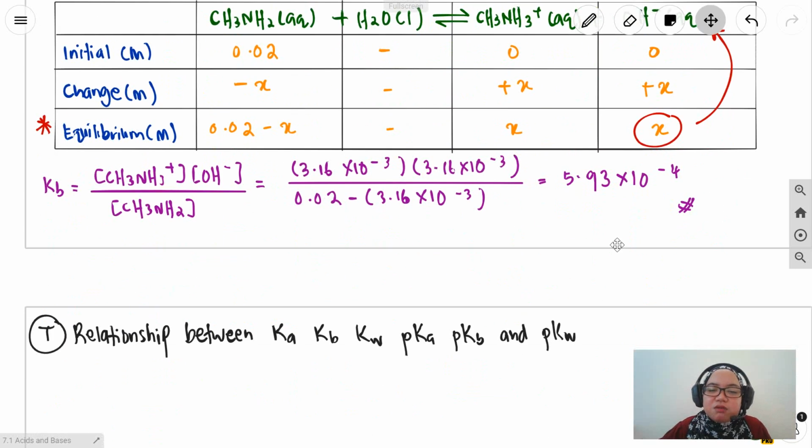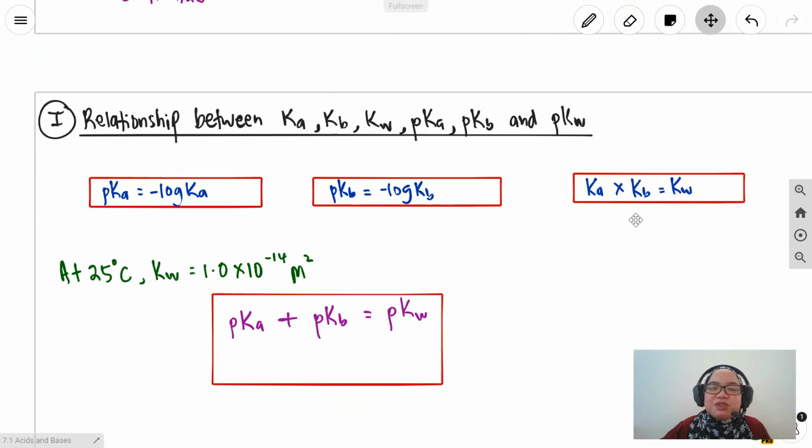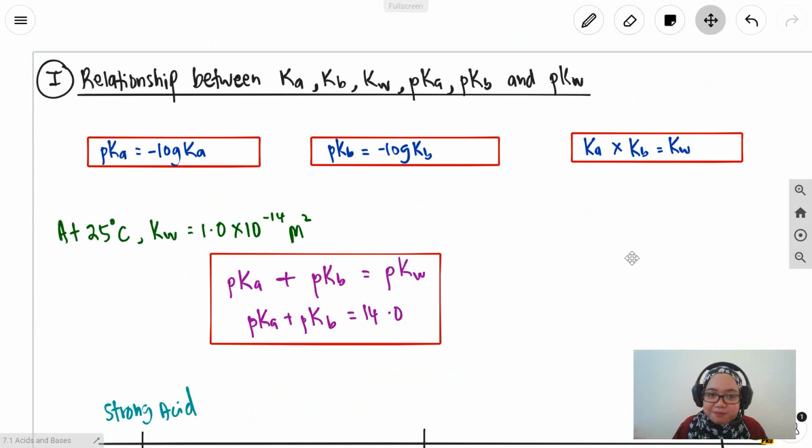Okay, so now kita nak tengok. So now we are going to look at the relationship between Ka, Kb, Kw, and then kita nak tengok pKa, pKb and pKw. Okay, so what is pKa? So pKa is basically the negative logarithm for Ka. So pKa is the negative log Ka. pKb as well is the negative logarithm for Kb. So pKb is the negative log Kb.